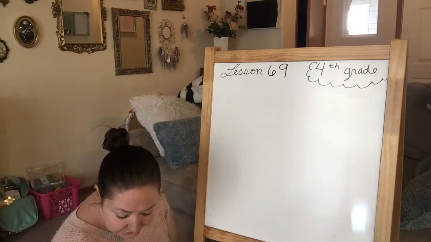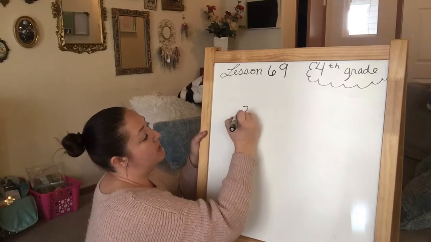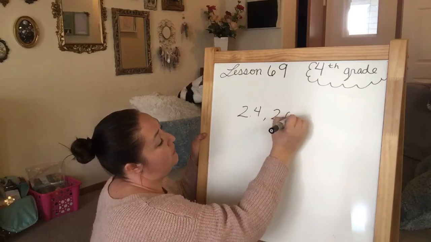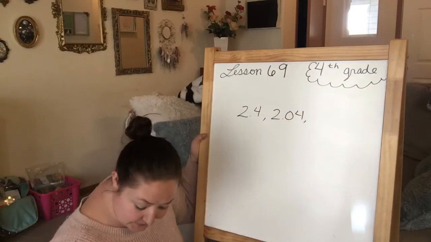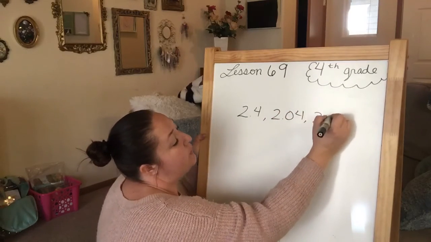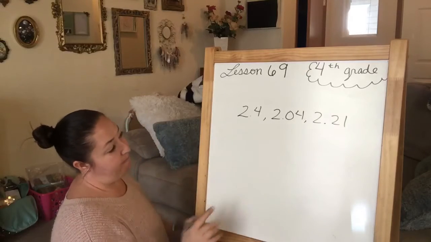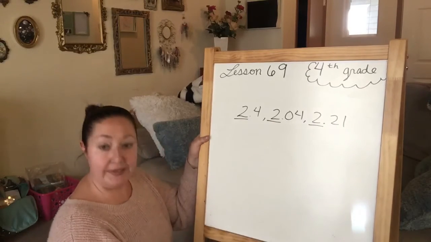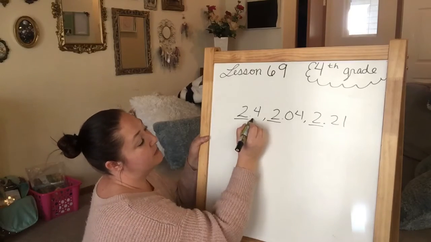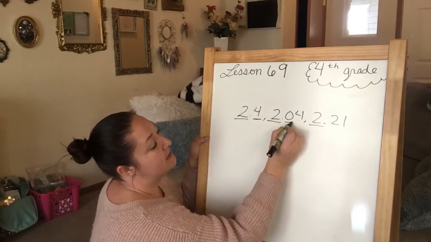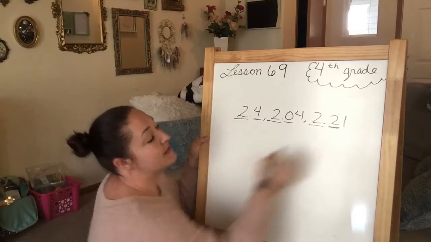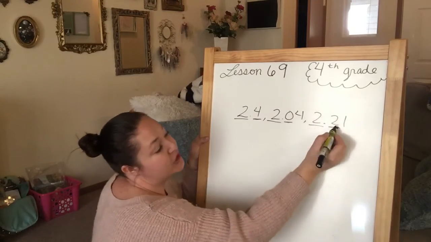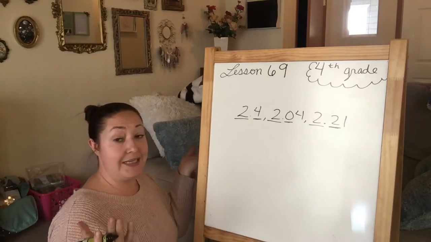Arrange these numbers in order from least to greatest. Let's do that last one. 2.4 and 2.04. And what's our last one? 2.21. So do we all have 2 in the ones place? Yup. So let's go to the next, the tenths place. We have a 4 in the tenths place, a 0 in the tenths place, and a 2 in the tenths place. Which is the least?